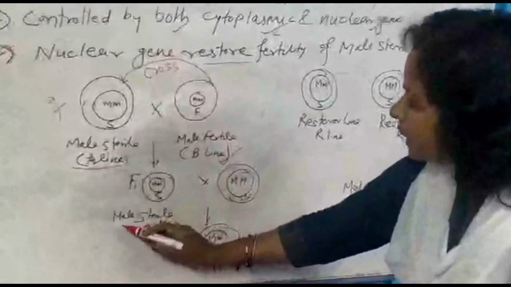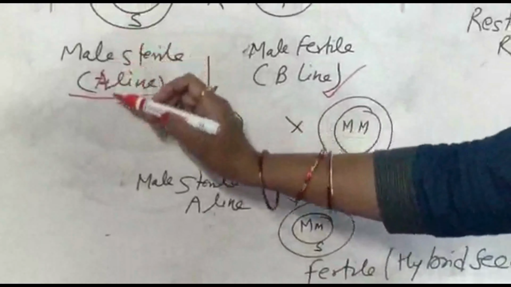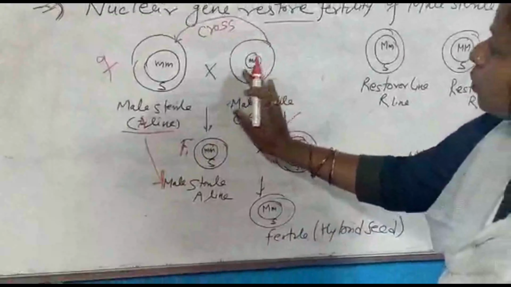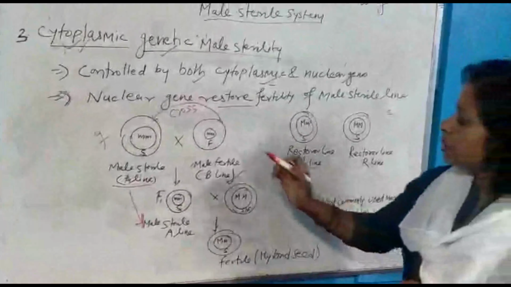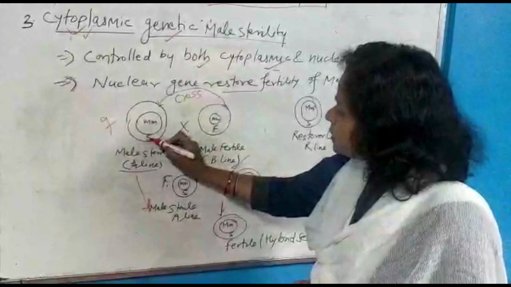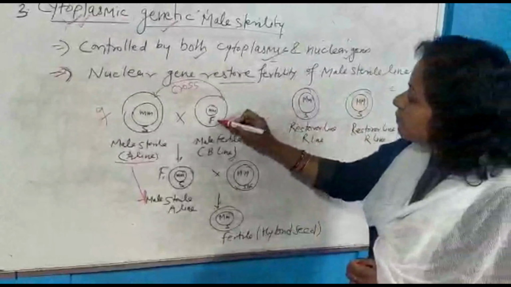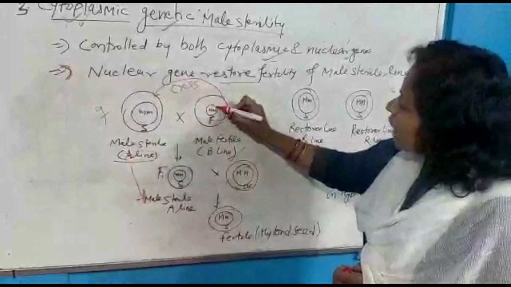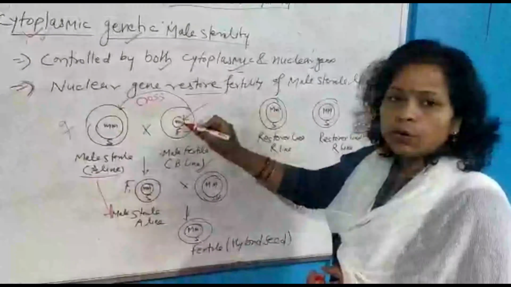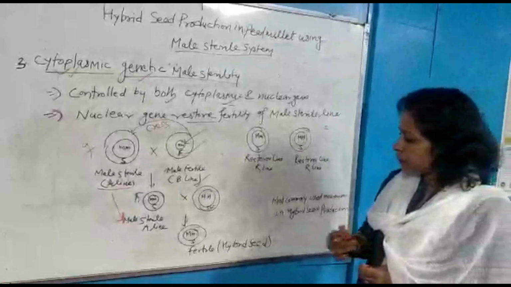Here we get the male sterile A line. It means we harvest the seeds from the A line, and both lines are isogenic lines. It means the only difference is in the cytoplasmic gene. Here it is sterile and here it is fertile. But it doesn't work in this case. We only have to give emphasis to the nuclear gene, which is responsible for fertility in the F1 line.